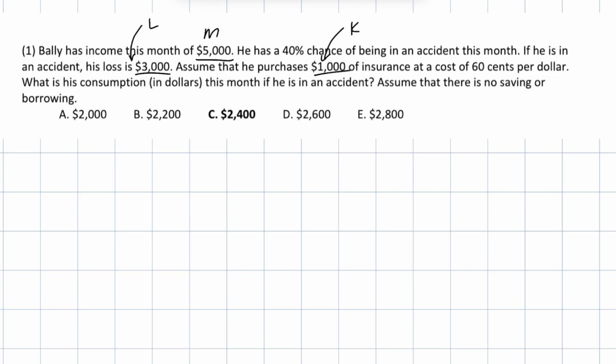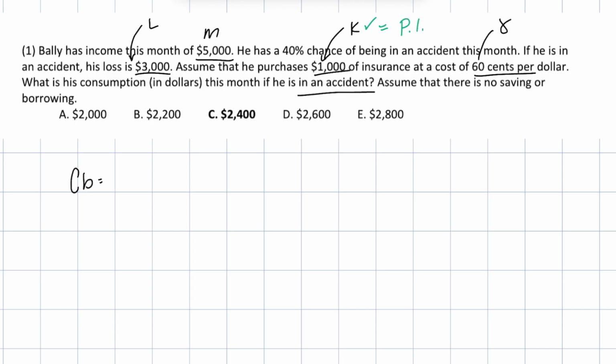However, there is a K. So since there is a K, he must be partially insured because otherwise he would be purchasing no insurance at all. Then it says that his insurance is at a cost of 60 cents per dollar. So this is our gamma. What is his consumption this month if he is in an accident? So we're looking to find C of B since that's the bad state occurring. So what would be his consumption in the bad state?